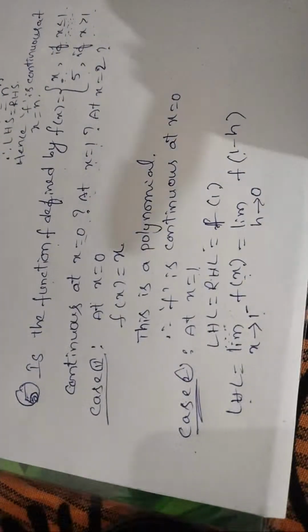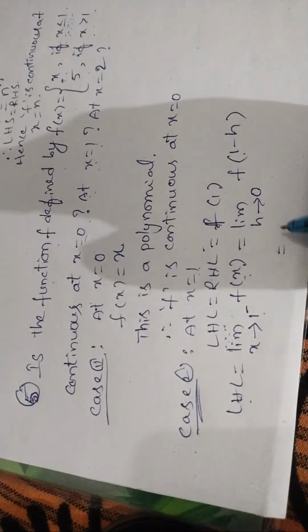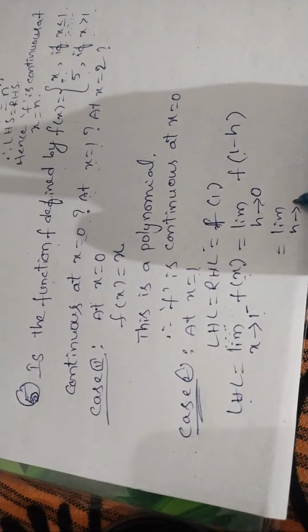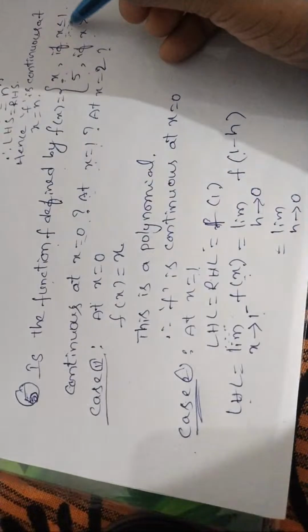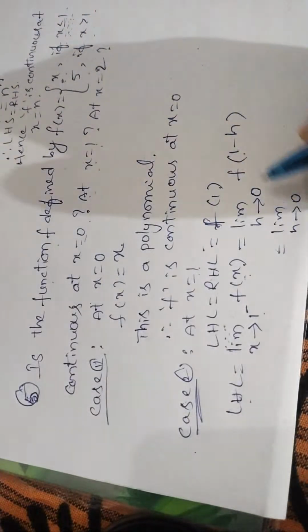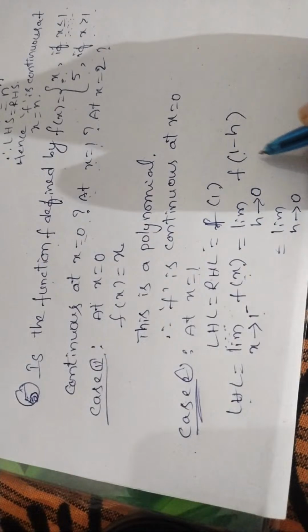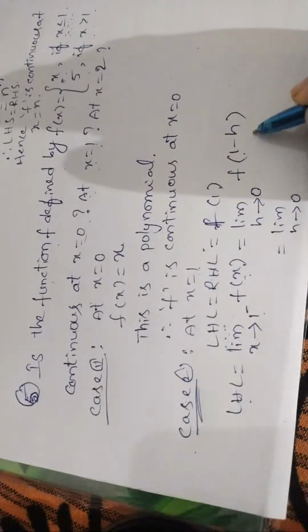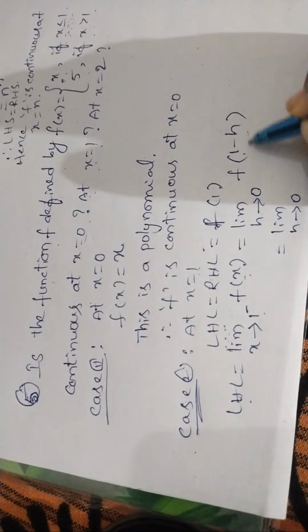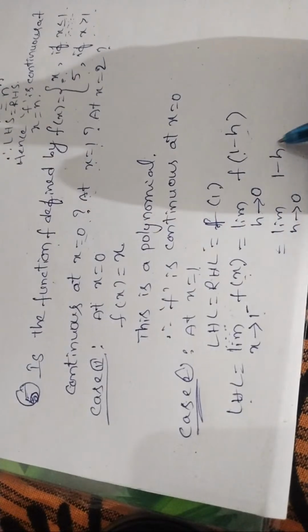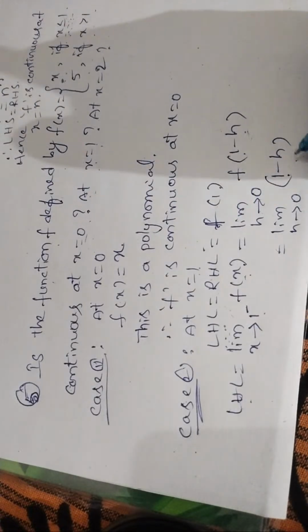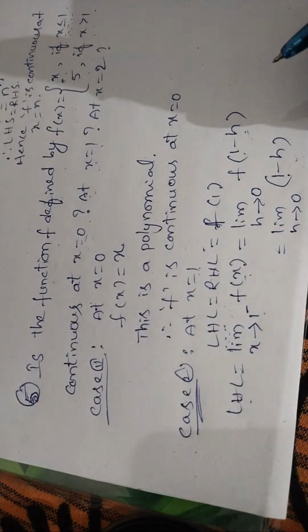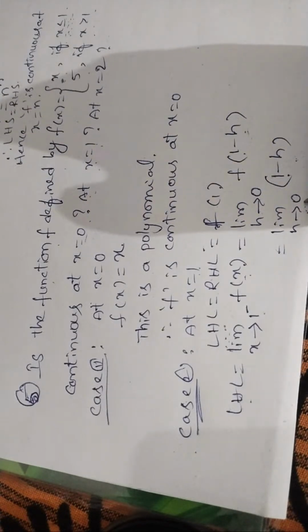Now I will write the function. Limit h tends to 0, at x equals to 1, what is the function? The function is x. In the x place, what is x here? 1 minus h. In the x place, I will write this x value. What is this x value? 1 minus h. Okay, 1 minus h.